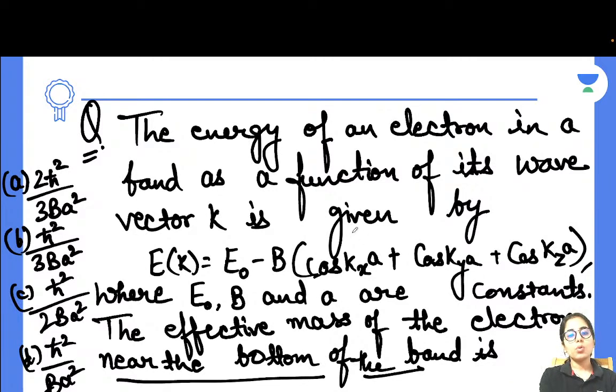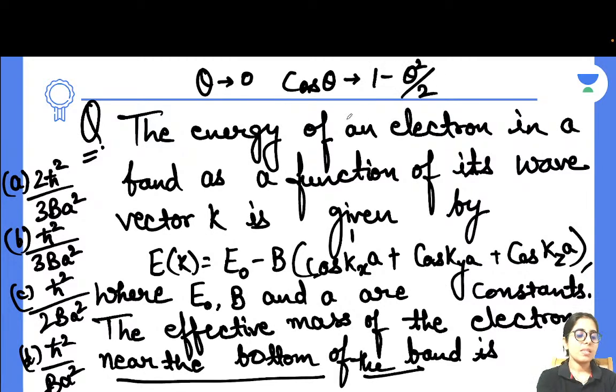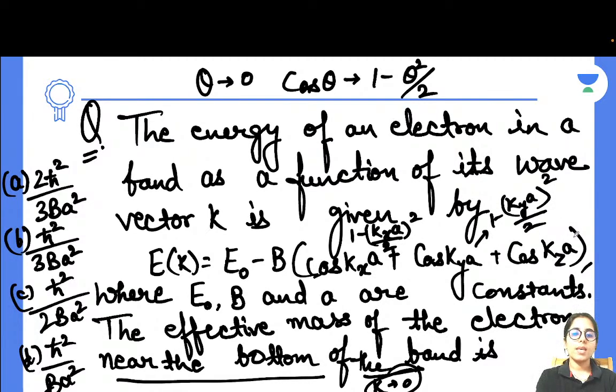Whenever theta tends to 0, cos theta can be written as 1 minus theta square over 2. This is the trigonometric condition. Again, near the bottom of the band, k will tend to 0. So cos kxa can be written as 1 minus kxa square over 2, cos kya can be written as 1 minus kya square over 2, and in the same way cos kza can be written as 1 minus kza square over 2. Now I'll write it on the next slide.